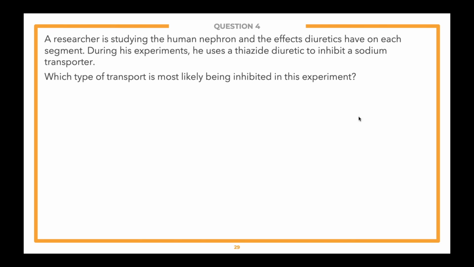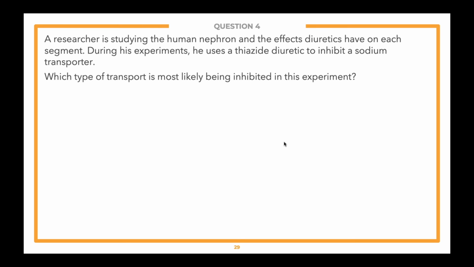All right, let's take a look at that vignette. A researcher is studying the human nephron and the effects diuretics have on each segment. During his experiments, he uses a thiazide diuretic to inhibit a sodium transporter. Which type of transport is most likely being inhibited in this experiment? Paris.